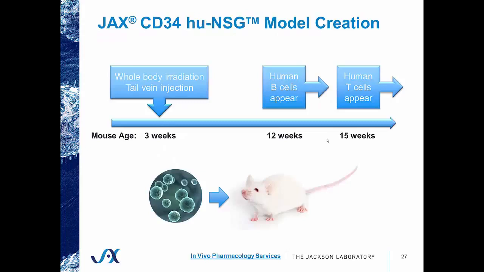How that works is we take 3-week-old female NSG mice, sublethally irradiate them, and then via tail vein inject human hematopoietic stem cells. About 12 weeks later, we'll start to see human B cells appear, and then 15 weeks later, human T cells will start to appear.